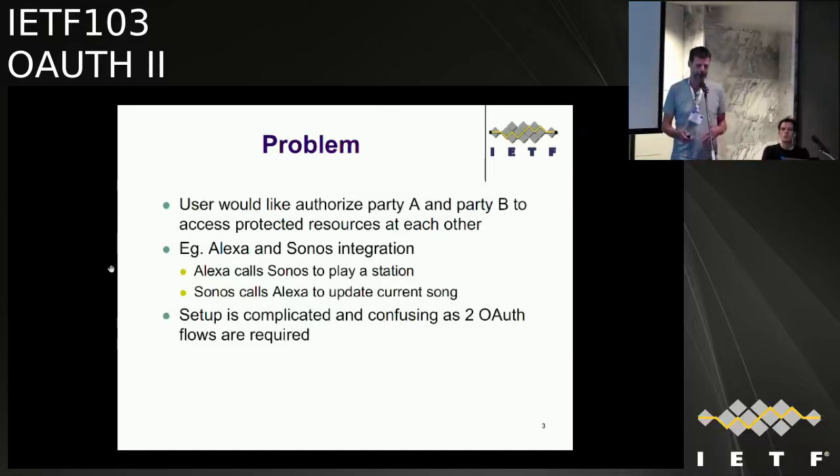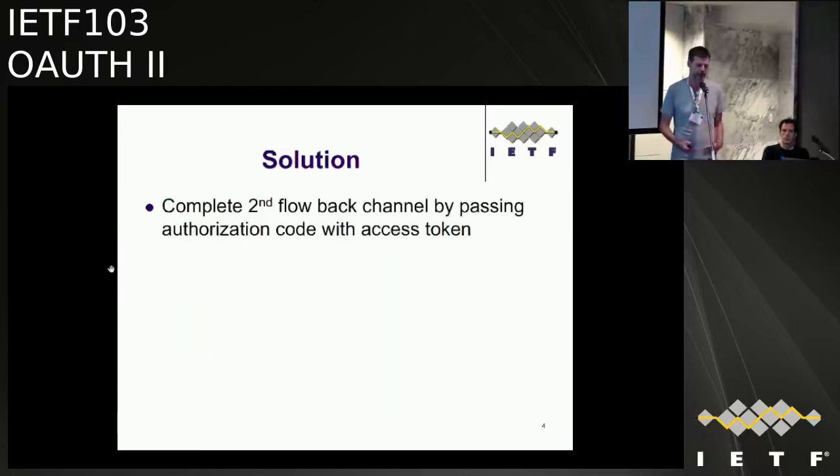And so the solution is that we complete the second flow back channel, because you already have the context, because you have an access token. So you make a back channel call with the access token and the authorization code to kick the other side off to exchange that authorization code for their access token and refresh token. Another advantage is that it enables the authorization flow to be started by either party, since it is a symmetric relationship. We've deployed this in Alexa in quite a few places now.